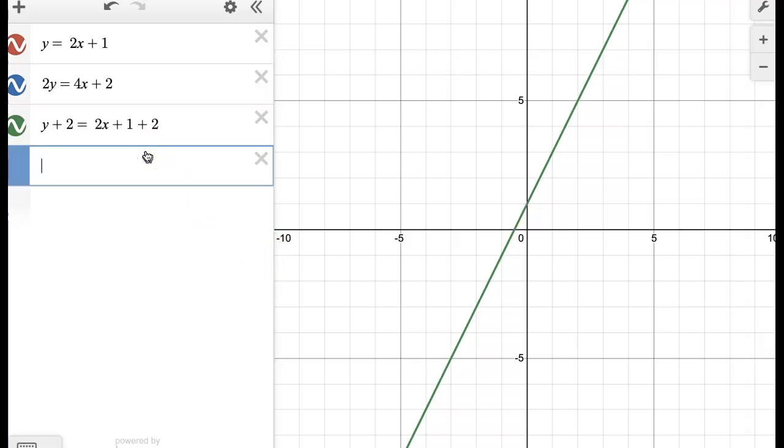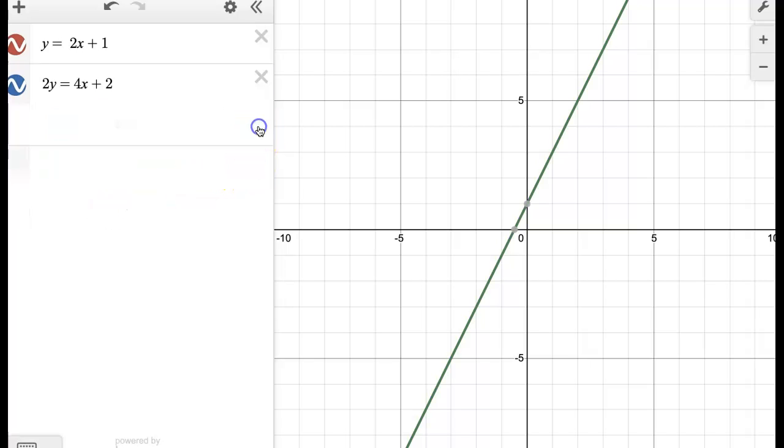What about if I multiply by negative 1? Let's take this equation and multiply it by negative 1. Negative times y is negative y. Negative times 2x is negative 2x. And negative times 1 is negative 1. Same line. So if you switch all the signs, you end up with the same line.